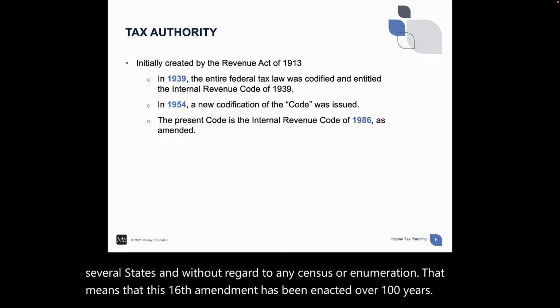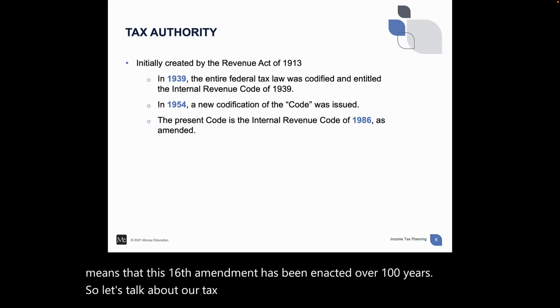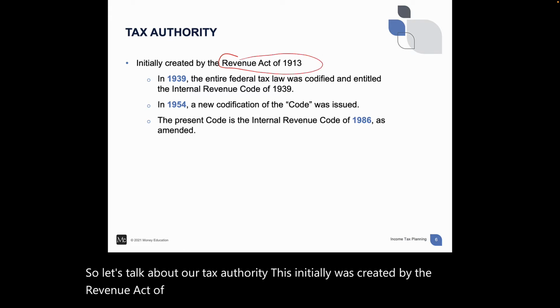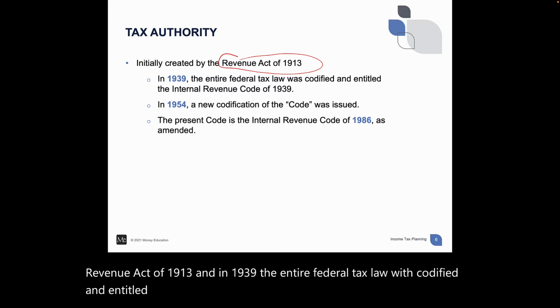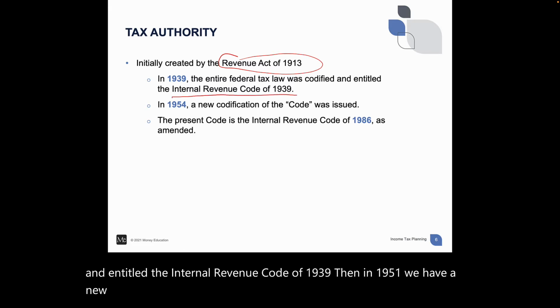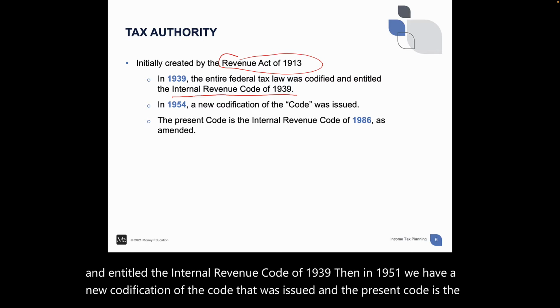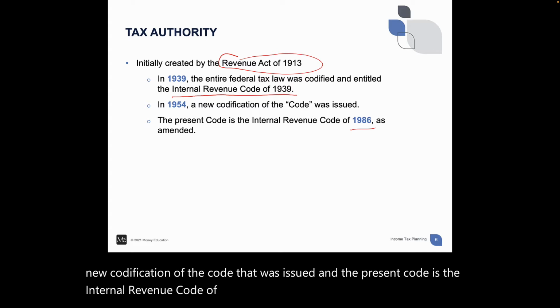So now let's talk about our tax authority. This initially was created by the Revenue Act of 1913, and in 1939, the entire federal tax law was codified and entitled the Internal Revenue Code of 1939. Then in 1951, we have a new codification of the code that was issued, and the present code is the Internal Revenue Code of 1986, but it has been subsequently amended.